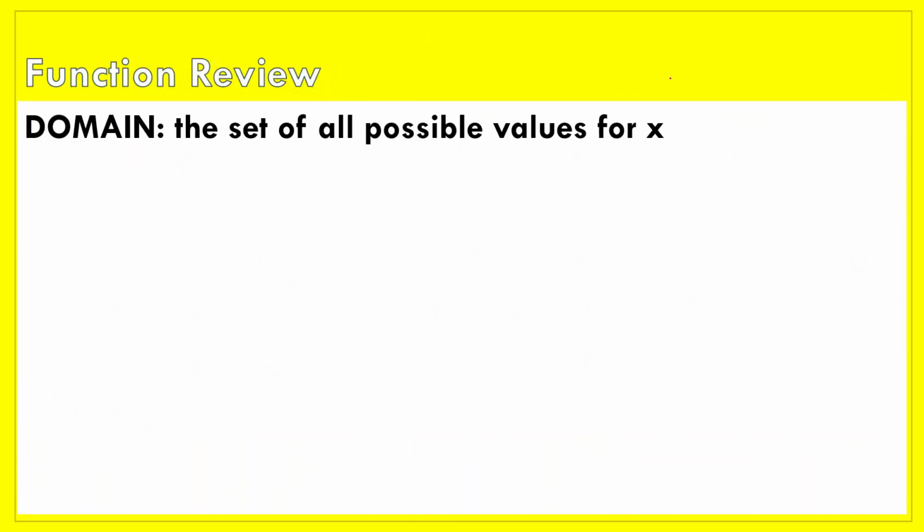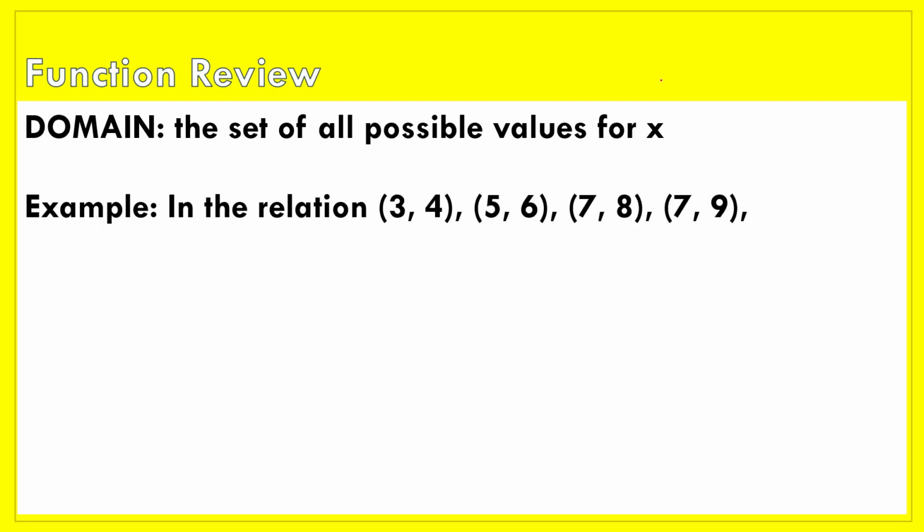Domain, set of all possible x values. So, in the relation (3, 4), (5, 6), (7, 8), (7, 9), what is the domain? Well, that's all of our x values. So we would state that it's 3, 5, 7, and we have another 7. Well, 7 and 7 are still 7. So I don't need to list 7 more than once. So our domain is 3, 5, and 7.